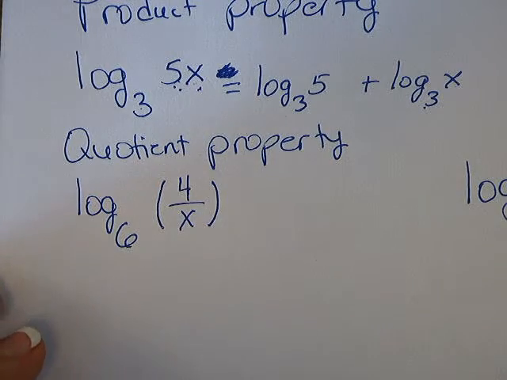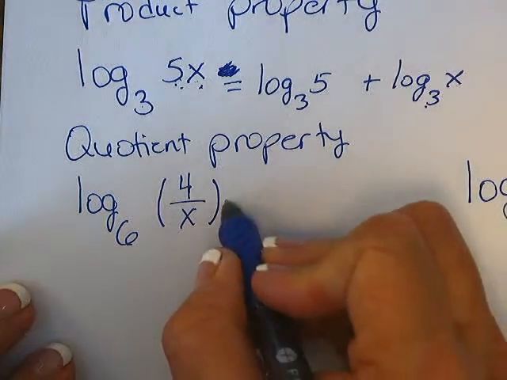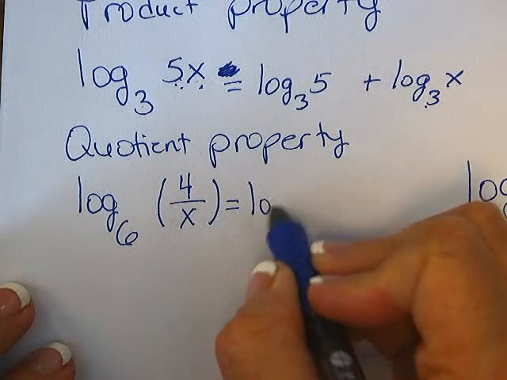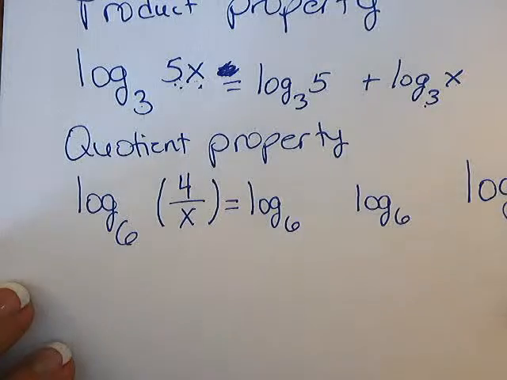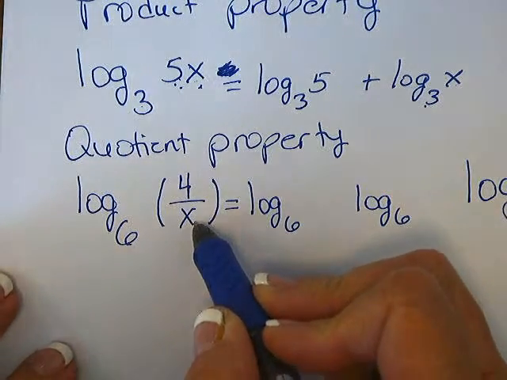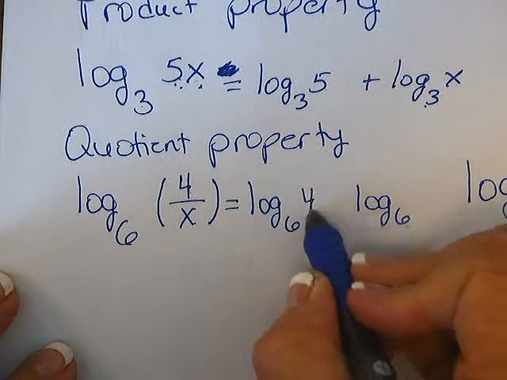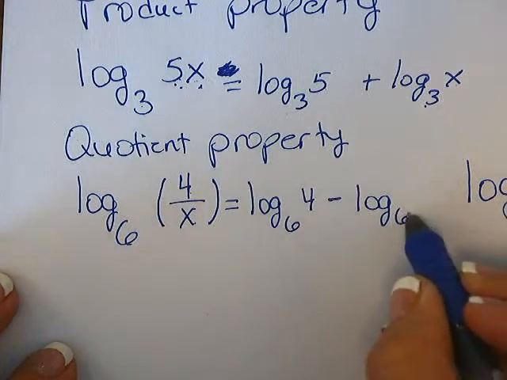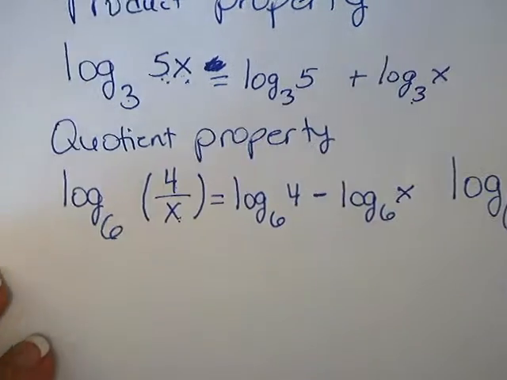If we have a log with 2 terms that are divided, we can break that apart into 2 logs with the same base as the original. So they both have base 6, and our value here is split in 2. Whatever was in our numerator comes first, then we subtract the log and we put the denominator as our value.